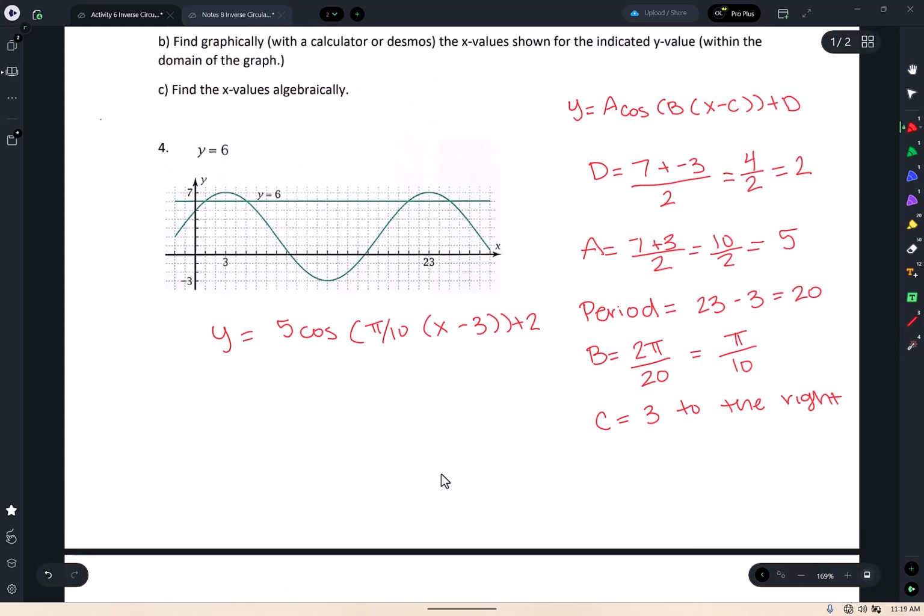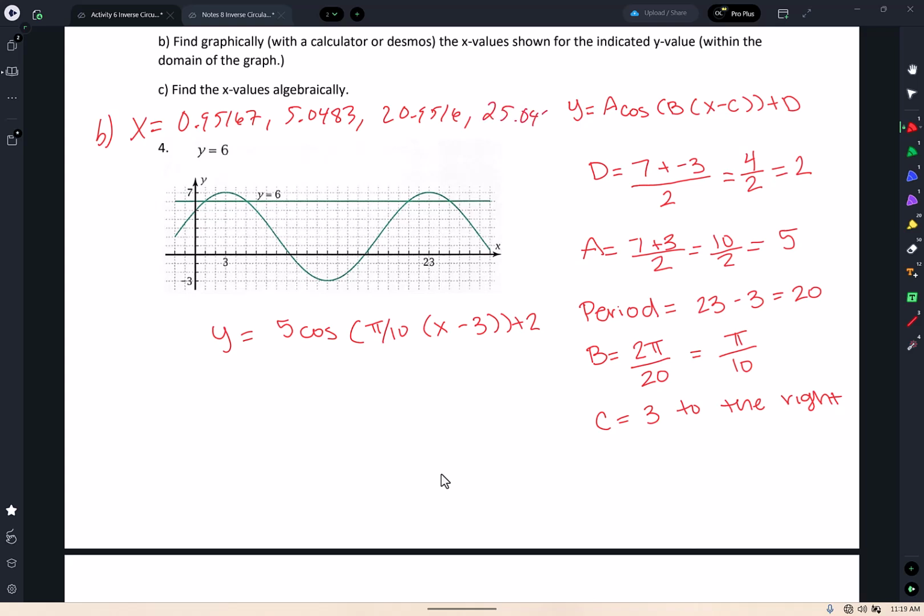All right, letter B. What were the answers, guys? 0.95167, comma, 83, comma, 20.9516, comma. Let me guess. Let's see if we can guess just by looking at this. 25.0483. How did I do it without graphing? Did I just memorize the answer? How did I do it without graphing, guys? I added. Why did I add 20? Because that's the period. Yes.